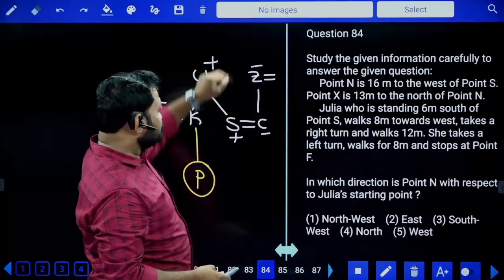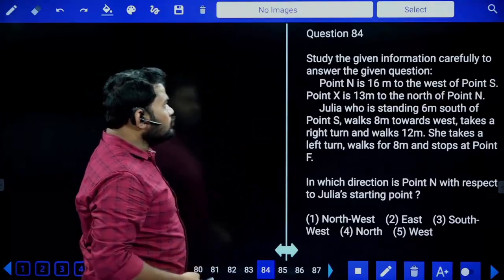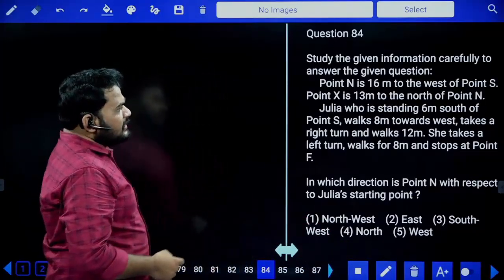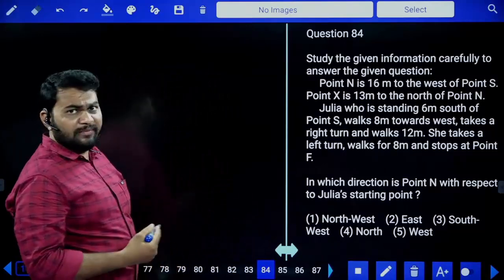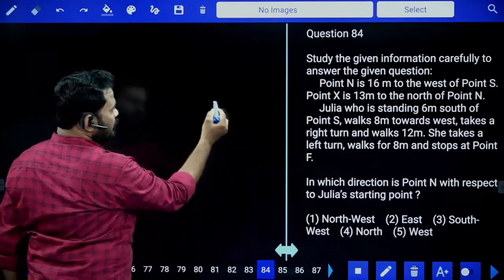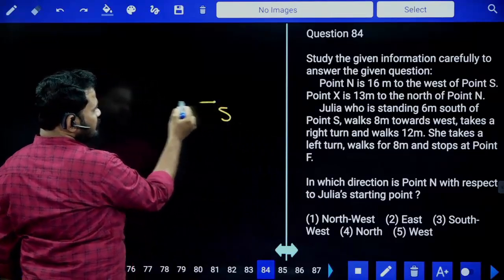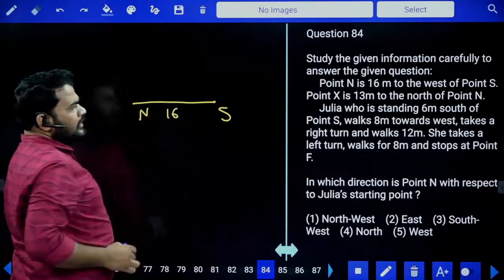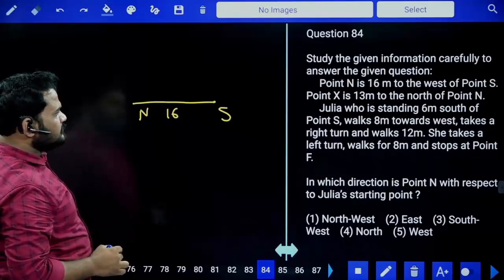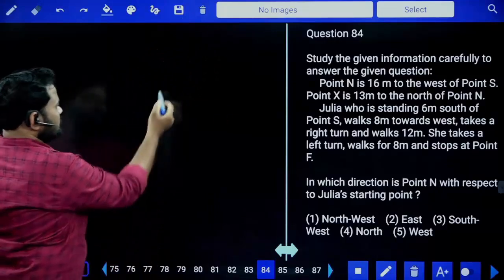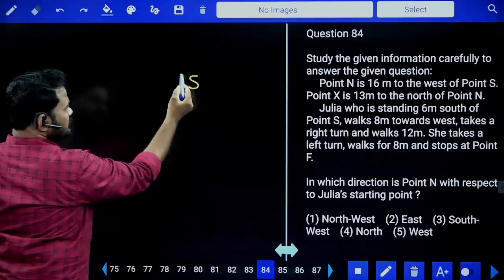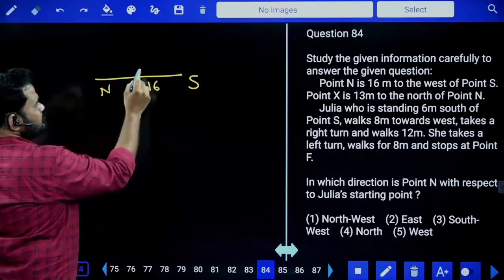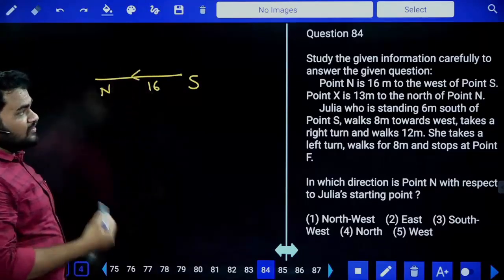Next, question number 84. Now we have a question with respect to directions. N is 16 meters west of S. For example, it is letter S. West of S, we need to place N, and then 16 meters. N is 16 meters west of S.